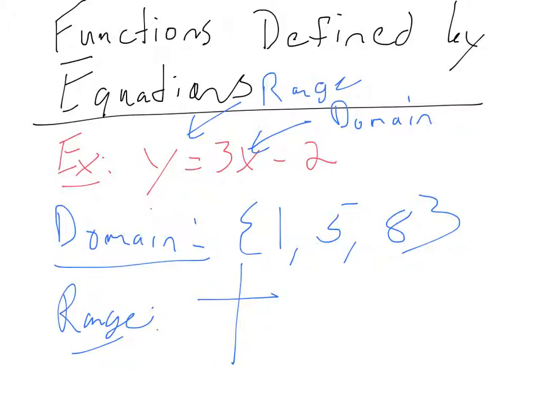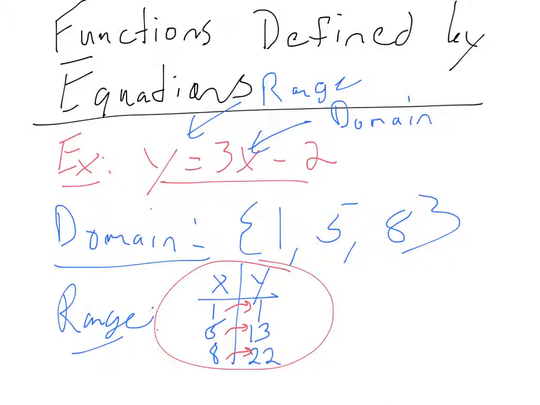And so if my domain was 1, 5, and 8, the y values that correspond with that: 1 times 3 is 3, minus 2 is 1. So 1 corresponds with 1 from domain to range. 5 times 3 is 15, minus 2 is 13. Then 8 times 3 is 24, minus 2 is 22. So 1 goes to 1, 5 goes to 13, and 8 goes to 22. So we can take this function that's been defined by an equation and actually write a mapping for it if the domain itself is finite, meaning there's only a certain number of elements of the domain.